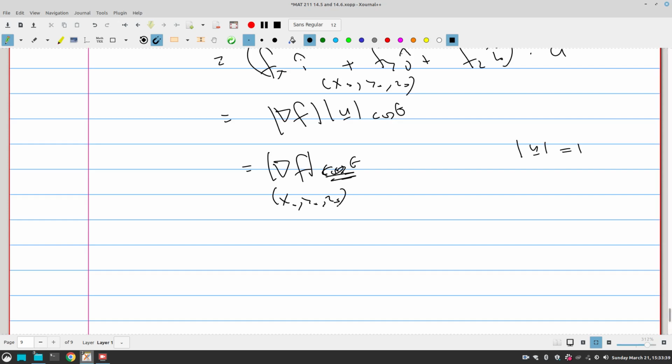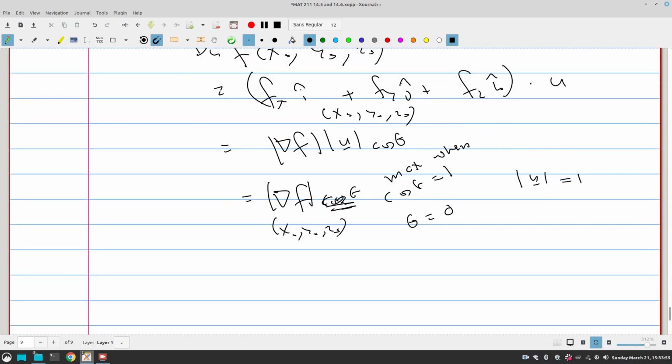Now when is this maximum? This is maximum when cosine theta equals 1, max 1, which means theta equals 0, which tells me that u and del f are in the same direction.